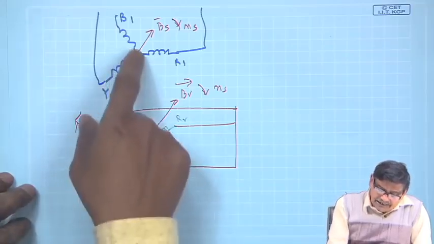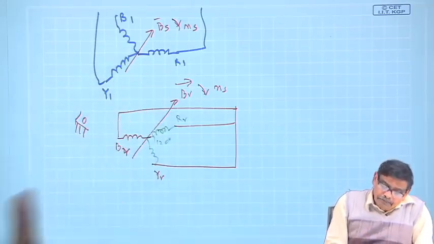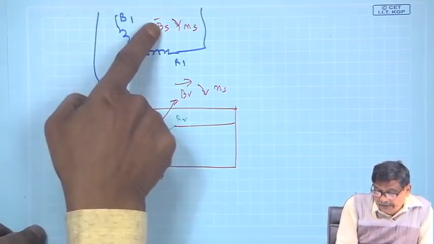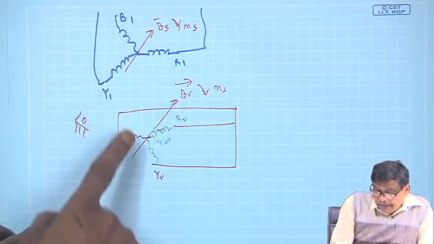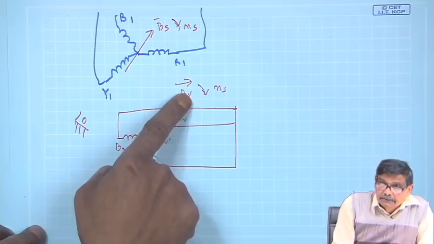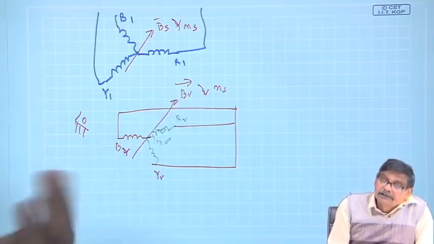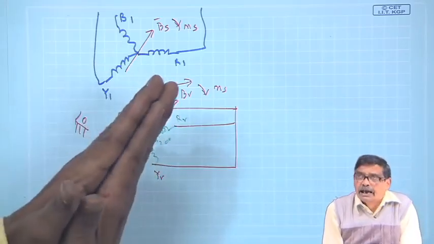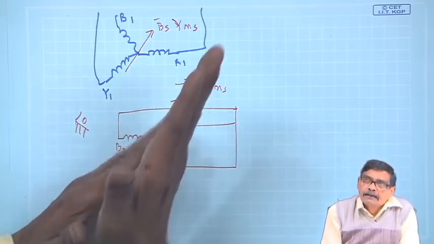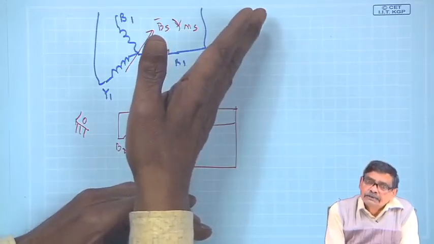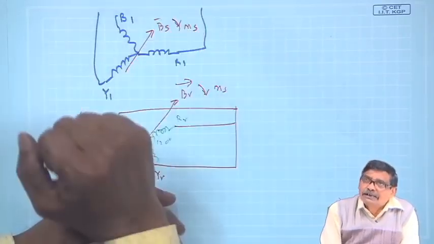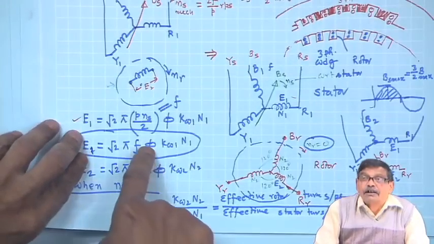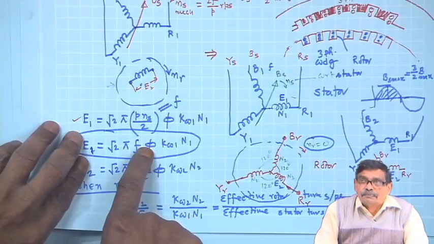Achha, at this point at least you must agree with me that one thing can be done. This BS is there, BR is there. I will take the resultant of these two fields. These two space vectors can be added in space and I will get a resultant field, and with respect to that resultant field I should calculate this phi, flux per pole. What is the point?